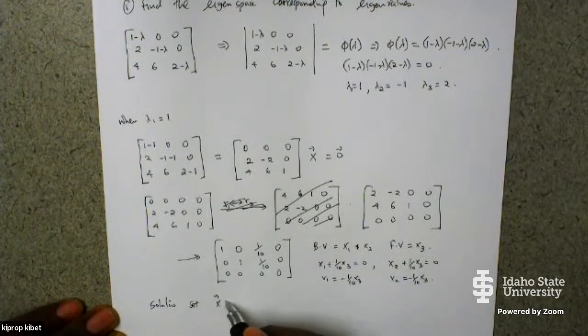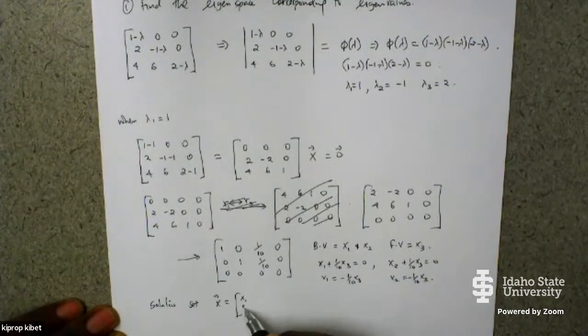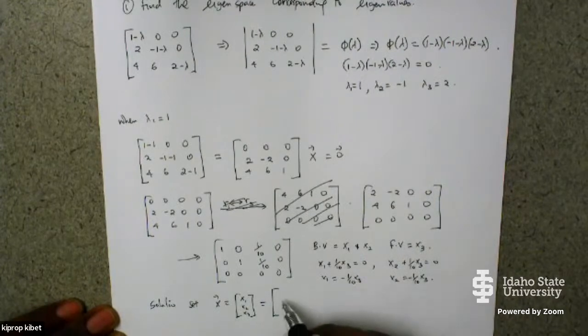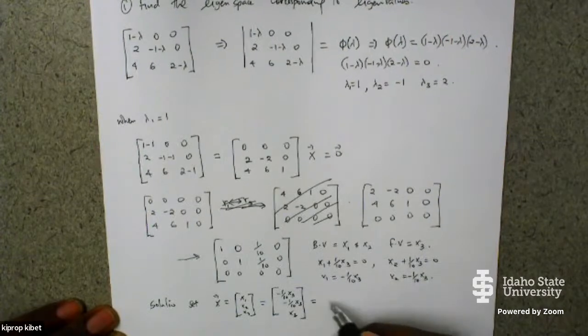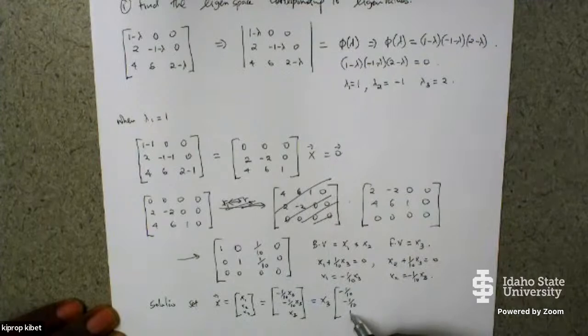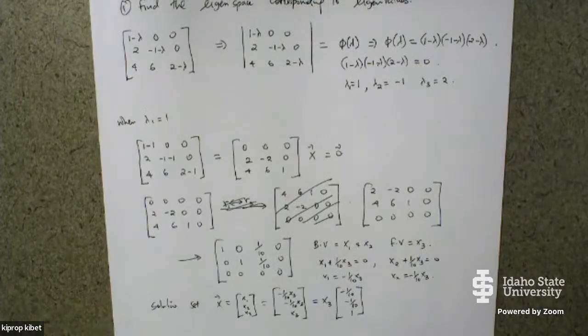Our solution set is x equals x1, x2, x3, which is minus 1 over 10 x3, minus 1 over 10 x3, and x3 as our free variable. When we factor out x3, we get the vector minus 1 over 10, minus 1 over 10, 1. So that's it.